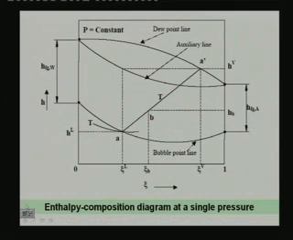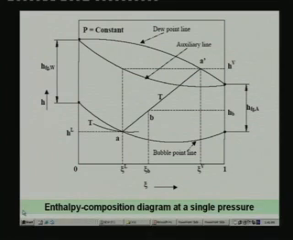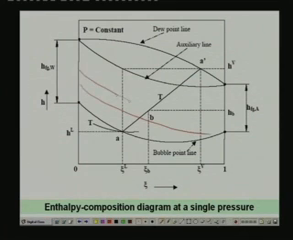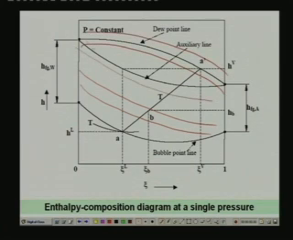If you plot this for different pressures, as you will see later, you will have different lines. Different bubble point lines, similarly different dew point lines, and different auxiliary lines. So, you will find a whole lot of lines on a typical total enthalpy composition diagram for a binary mixture.